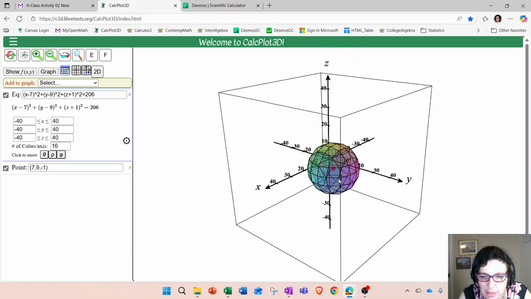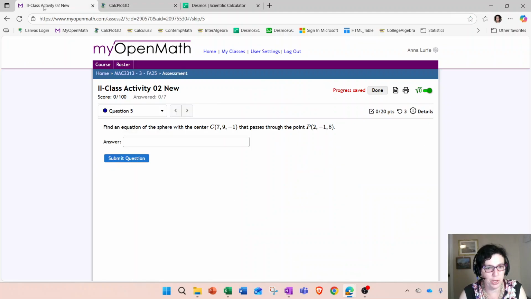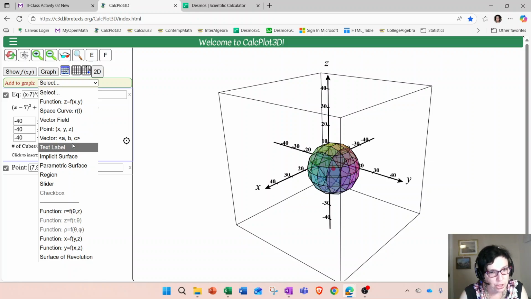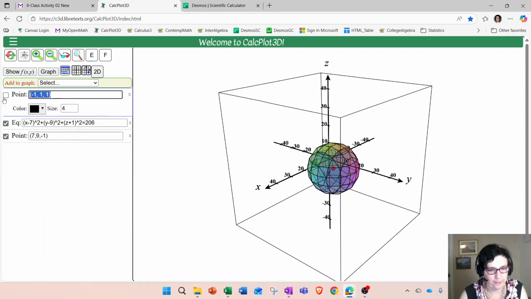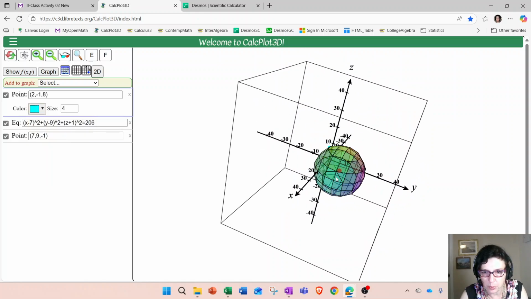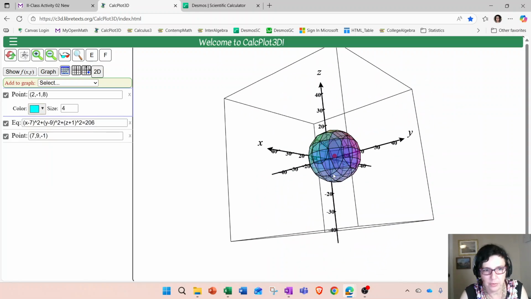So that the distance from every point, in particular that point 2, -1, 8, let's just check to see if it's on the sphere. 2, -1, 8. That should be on the sphere, right? Where are you, little point? Well, it's black. We cannot really see it. Okay, so let's make it magenta so we can see the point, right? You can see the point is on the sphere. All right.